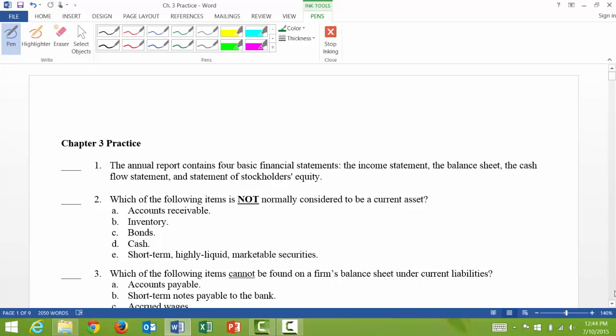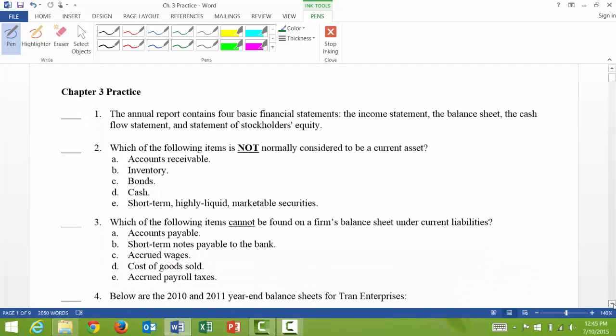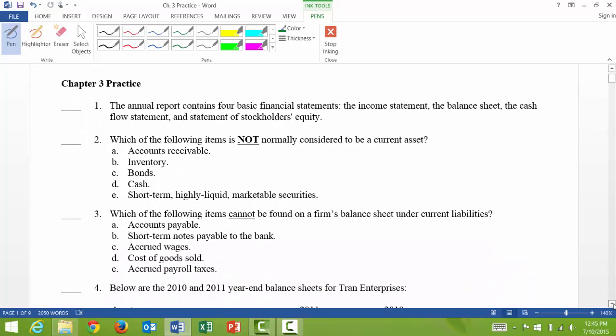So let's look at some practice problems for Chapter 3. And the first question is a true-false. It says the annual report contains four basic financial statements: the income statement, the balance sheet, the cash flow statement, and statement of stockholders' equity. And actually, that is true. That is what the annual report contains.